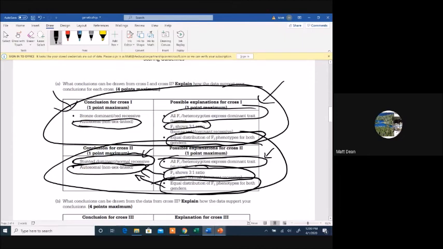So again, 4 possible points on part A. Fairly easy to get if you make conclusions and then back that up with the data. That's important. Refer to the data. If they give you a graph, if they give you a chart, if they just give you some text-based information, when you're answering your questions, you need to refer back to that data.